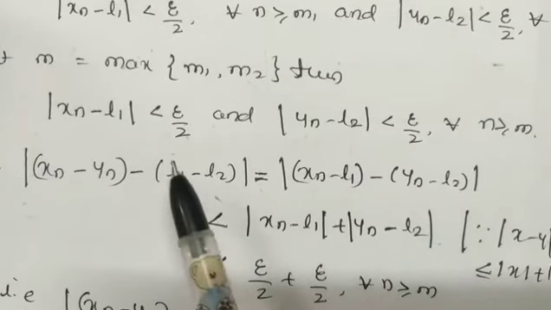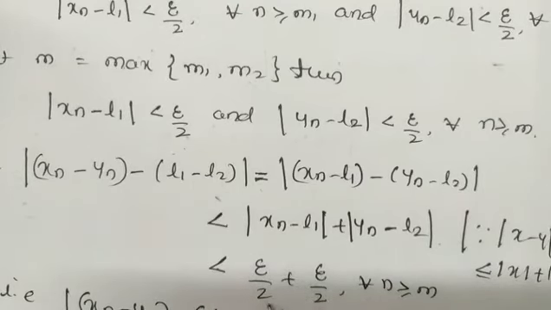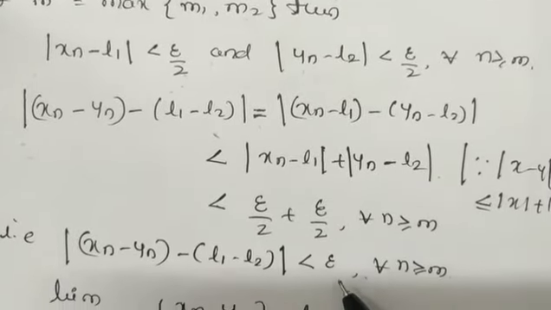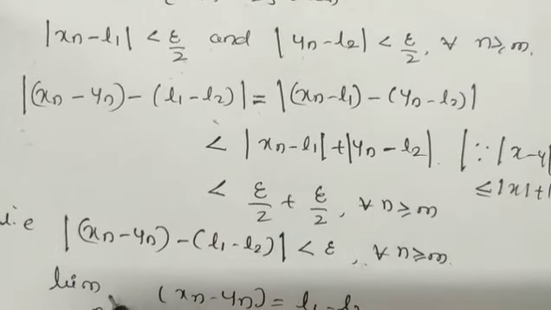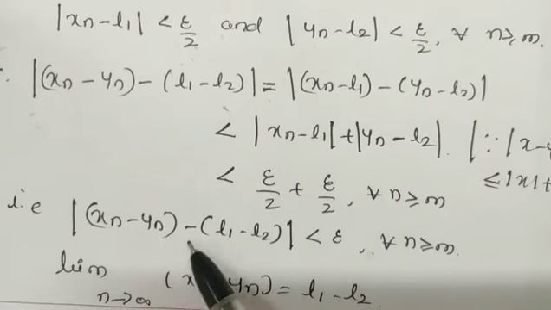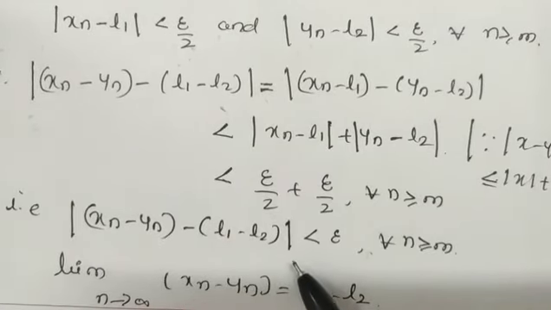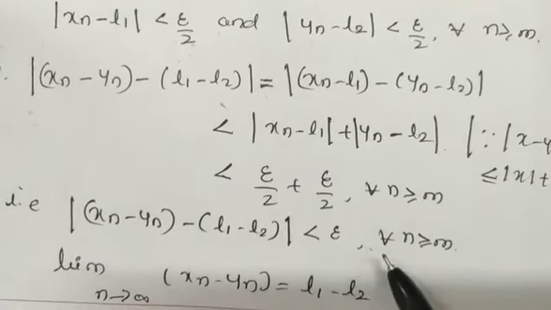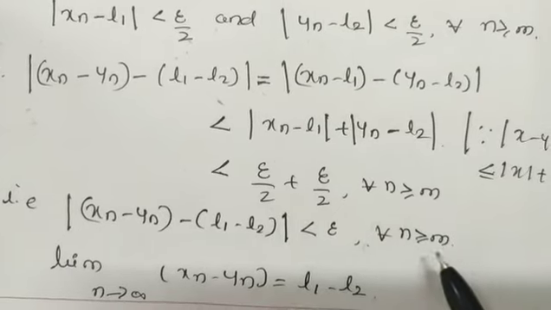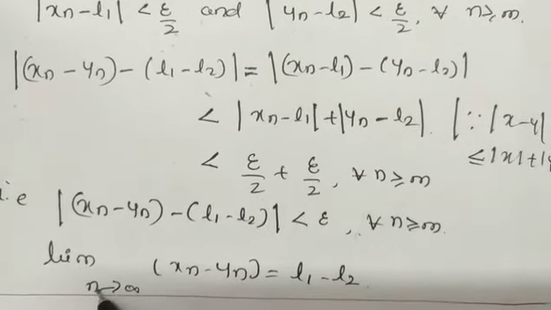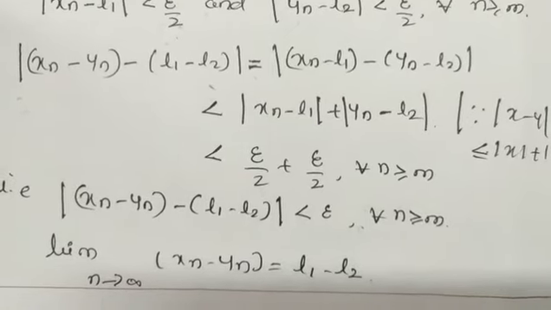And from these two we can say that this is less than epsilon by 2 and this is also less than epsilon by 2. So the sum of these two is again epsilon. Therefore mod xn minus yn minus (L1 minus L2) is less than epsilon for all n greater than or equal to m. So this implies, by the definition, limit as n tends to infinity of xn minus yn is equal to L1 minus L2. This is the proof of the third theorem, or third result.